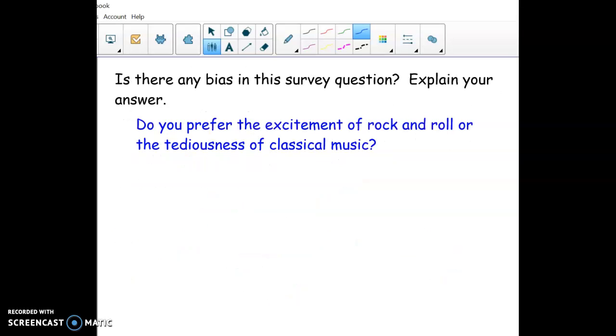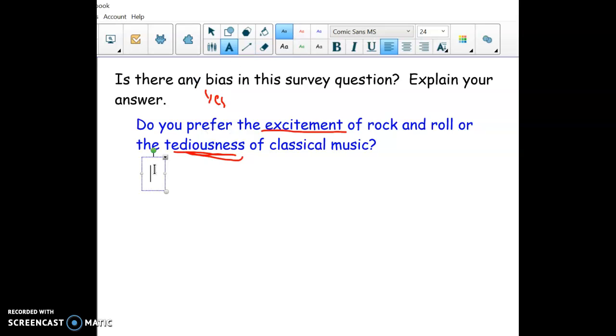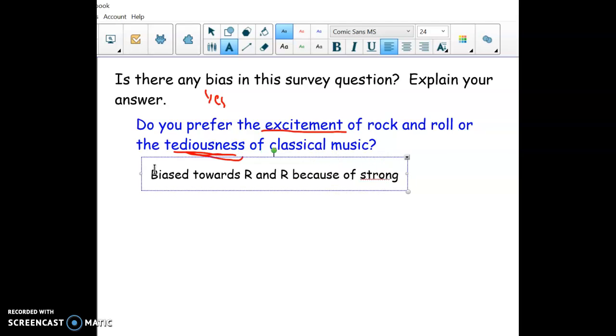All right, any bias here, what do you think? And the answer is yes, right? It has to do with strong words or a loaded question, because it says excitement of rock and roll or the tediousness. Tedious means kind of like boringness of classical music. So this is bias towards rock and roll because of strong words. Or you could also say loaded. Sorry if I said leading before, but it should say loaded question with strong words.